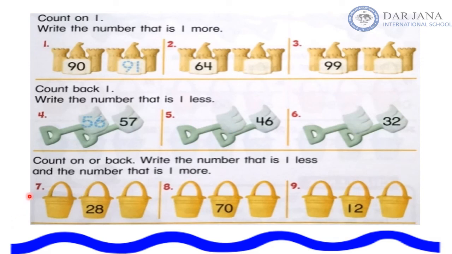But for exercises 7, 8, and 9, you have 2 spaces for the answers. One is to the left and one is to the right. So you have to grab your hundreds chart and find out which number goes to the left and which number goes to the right, which means which number is 1 less or which number is 1 more.